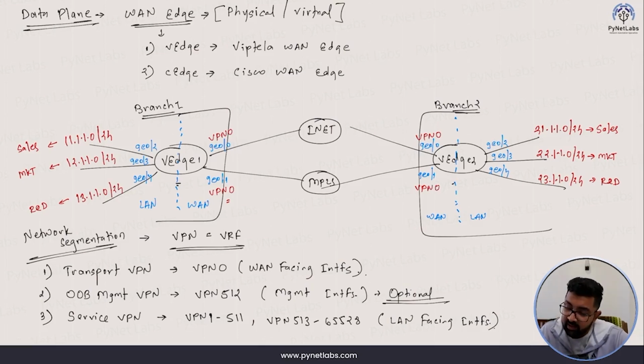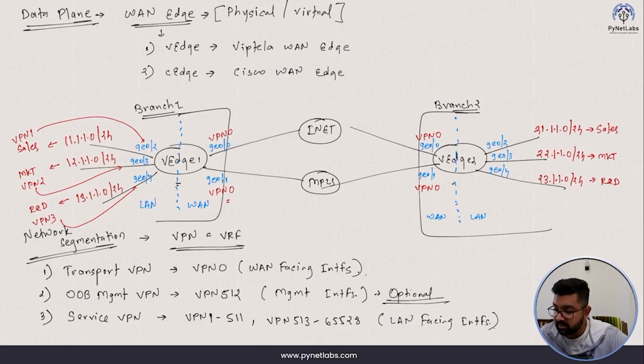And then all your LAN sided interfaces can be configured like this: for example, the sales department is configured as VPN 1, which is this interface. The marketing department is configured as VPN number 2, which is this interface. And the R&D is configured as VPN number 3, which is this interface. Similarly, on the other side, it can be VPN number 1, VPN number 2, and VPN number 3.